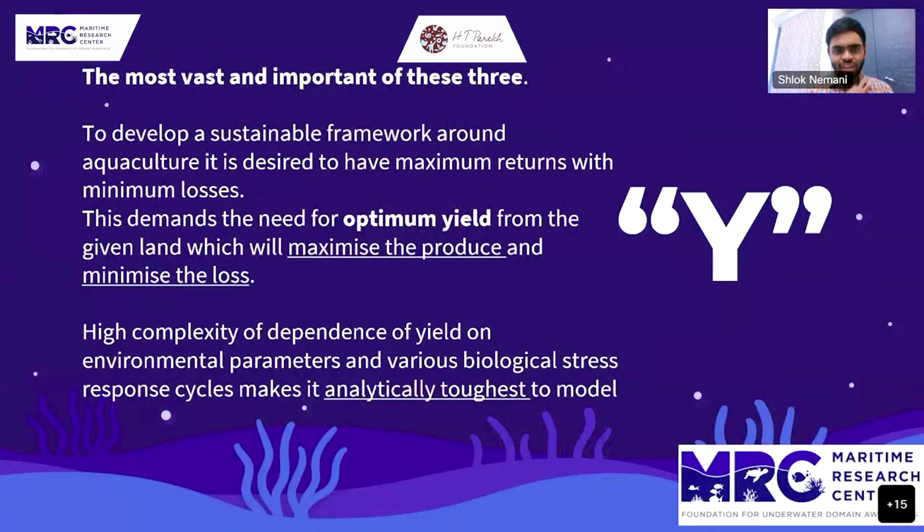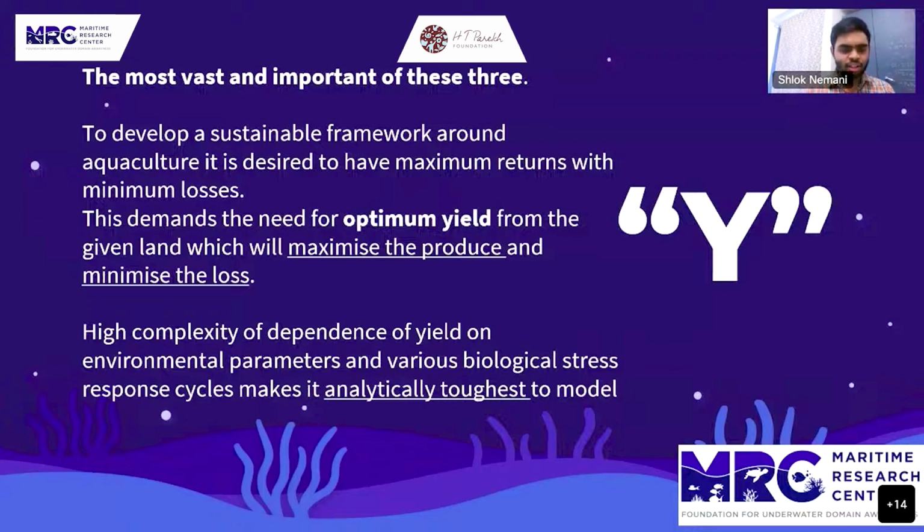And finally, the most vast and important of the three is the yield. What it means is that we are trying to optimize the yield from the given land, which will maximize the produce and minimize the loss. Why will it maximize the produce? Because optimal yield will try to bring the mortality rate down, so fewer shrimps will die. It tries to bring more biomass from the same field by analyzing the effect of stocking density, and minimize the loss. Loss means all the waste from the shrimp; the dead shrimps are waste because they are not economically valuable. So these kinds of losses we are trying to minimize.